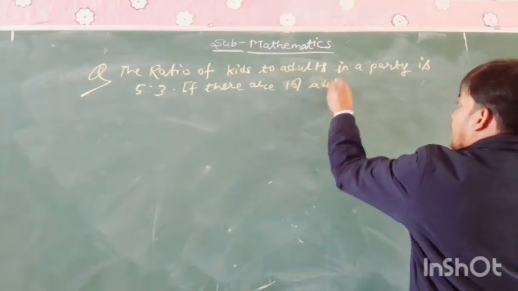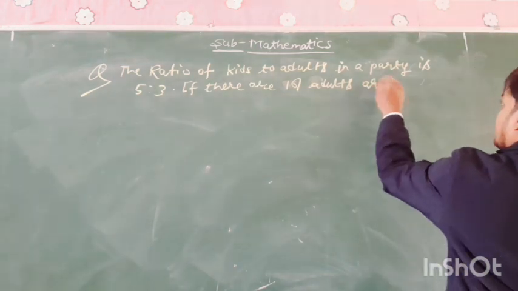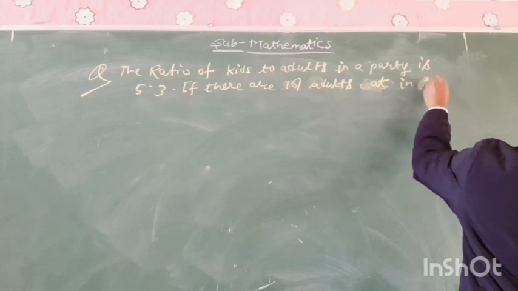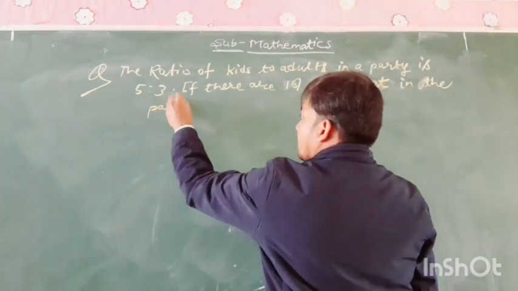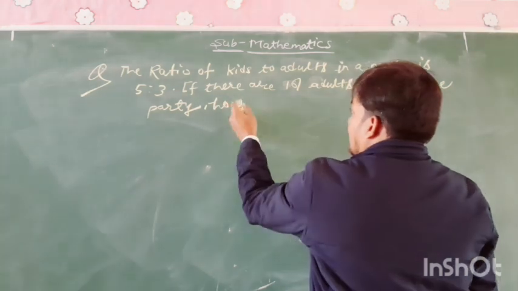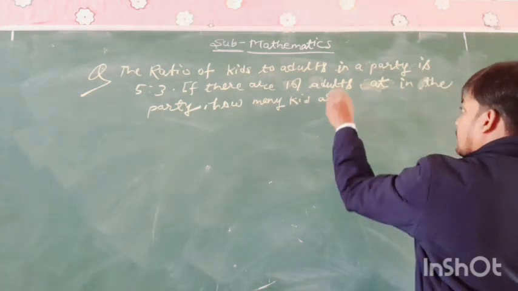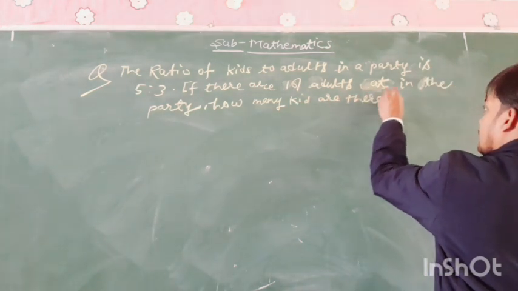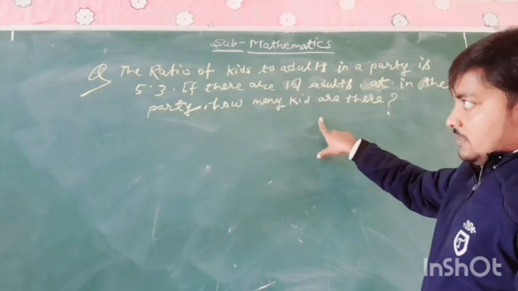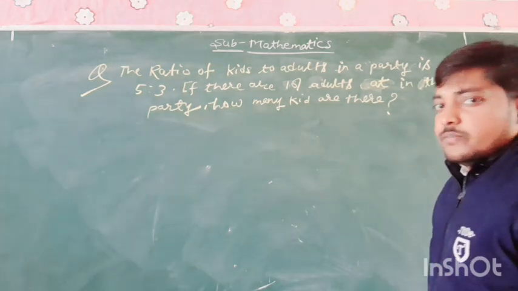in the party, how many kids are there? This is a question of ratio and proportion, in which we first have to let the common ratio of the kids to adults be x.